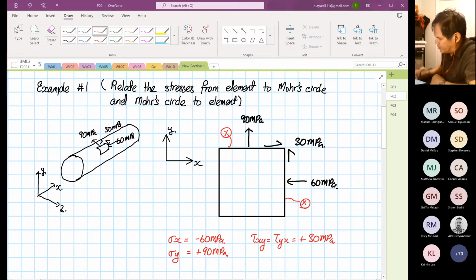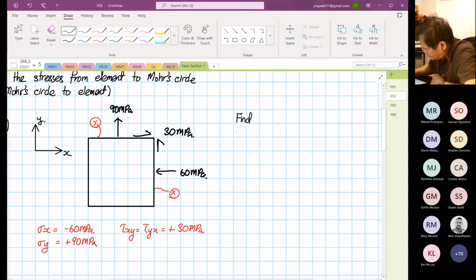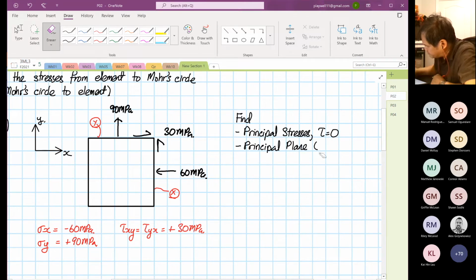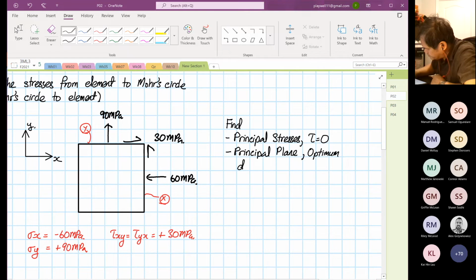Okay. So what are we trying to find out here? There are a few things that we want to find. The first thing, principal stresses. So we know for principal stresses, the shear stress is equal to what? 0. Okay. We want to find the principal plane. Now this principal plane is critical for us. This principal plane is basically the optimum direction to lay the carbon fiber.